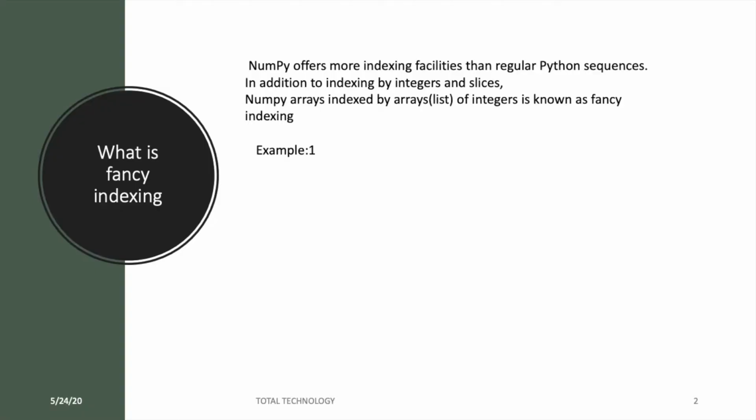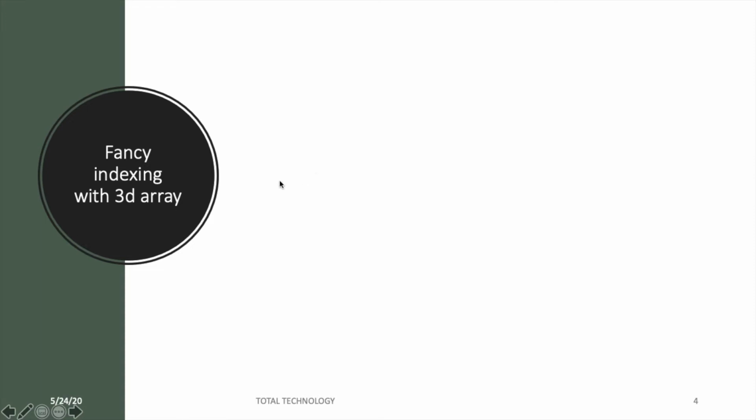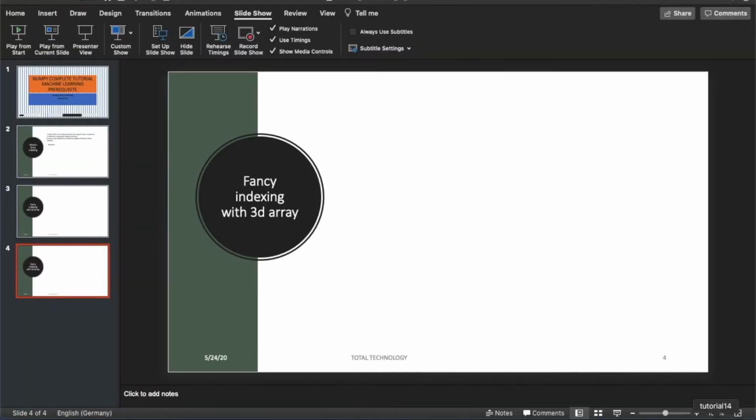So what is fancy indexing? NumPy offers more indexing facilities than regular Python sequences. In addition to indexing by integers and slices, which means in a normal Python array or list we can index using an integer or a slice, in NumPy there is an additional thing called fancy indexing. And what is that? A NumPy array indexed by an array or list of integers is known as fancy indexing. It means you index your array based on a list, and inside the list you pass multiple integers. Let me explain this using some code.